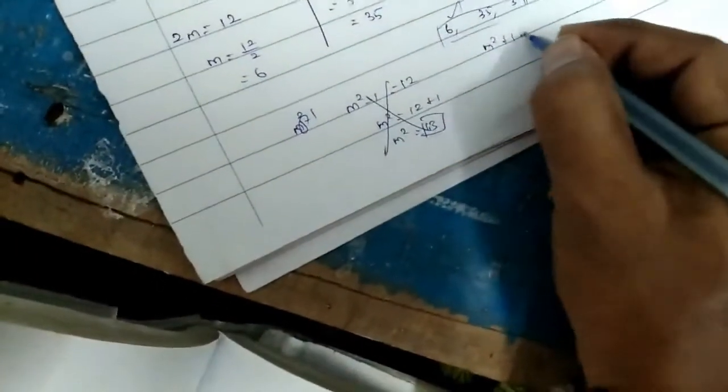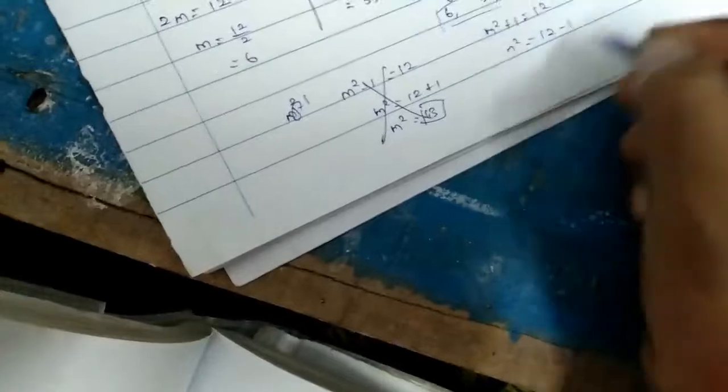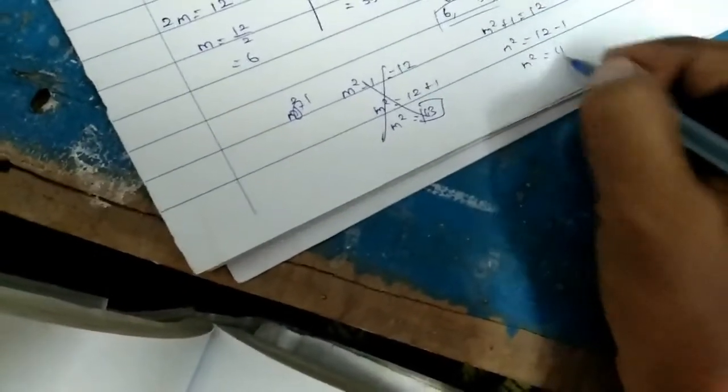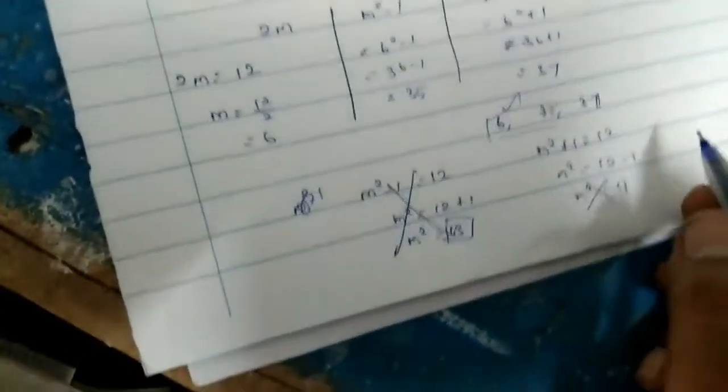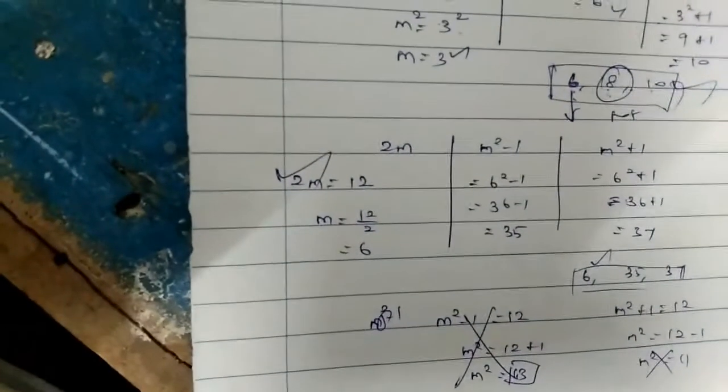Similarly, suppose m squared plus 1 equals 12. Then m squared equals 12 minus 1, so m squared equals 11. This is also not a perfect square number, so we may not choose that either. So choose 2m equal to 12. This is the possible way.